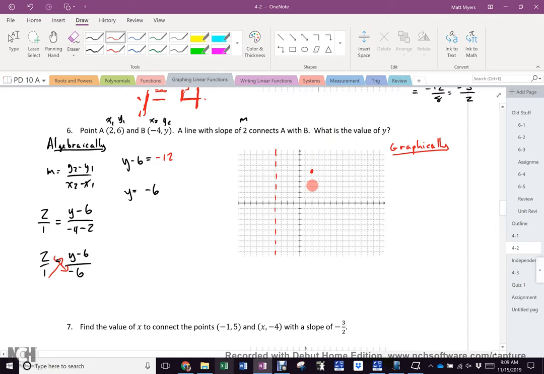Down and left. Down 2, left 1. Down 2, left 1. Down 2, left 1. Have I hit the line? And what is that y value? Negative 1, negative 2, negative 3, negative 4, negative 5? Negative 6.